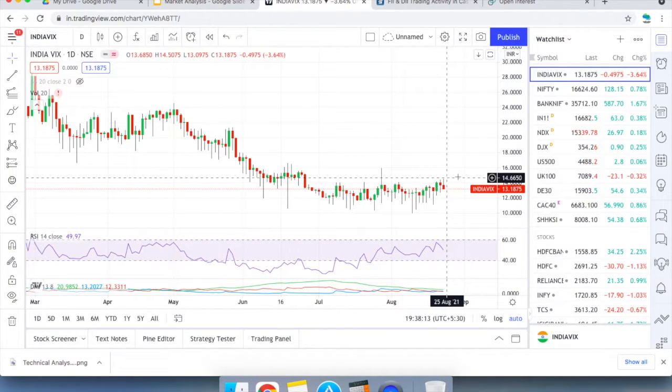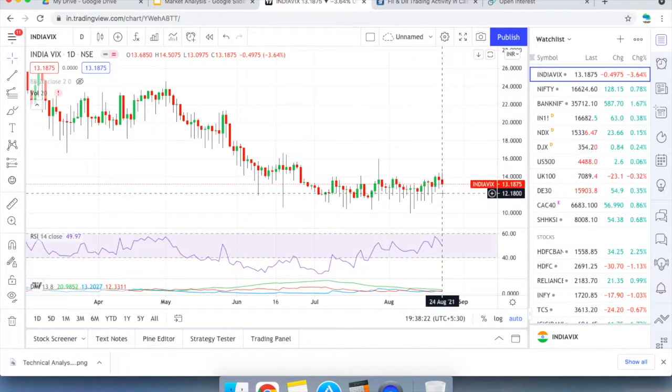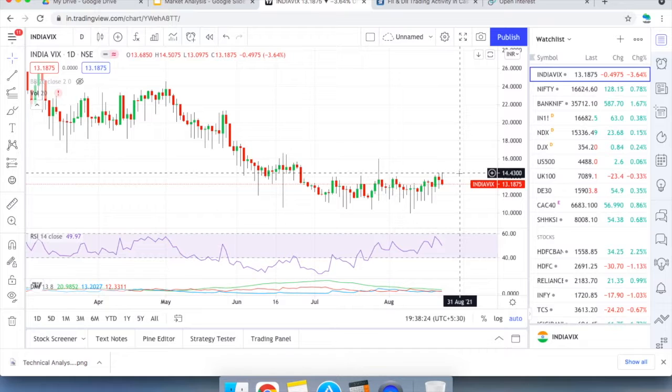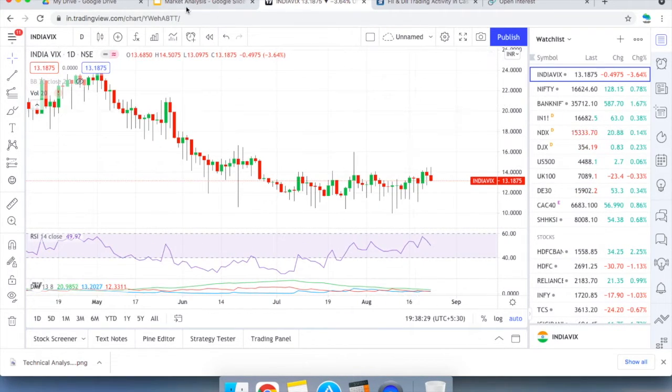But VIX had hit the 14.6 level. It was closing at 14 also, but it seems like it is not holding there. This dip today, to some extent, is what we can see on the VIX side.